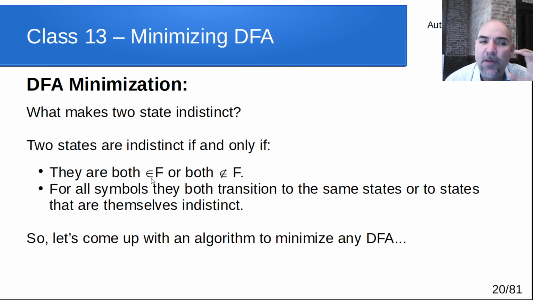But that's not enough. We also have to say for all the symbols of the alphabet, they both transition to the same states or to states that are themselves indistinct. So in other words, we have to have the same action. They have to produce the same result given the same input, or the thing they transition to has to be already marked as indistinct. So we're going to come up with an algorithm to minimize any DFA.